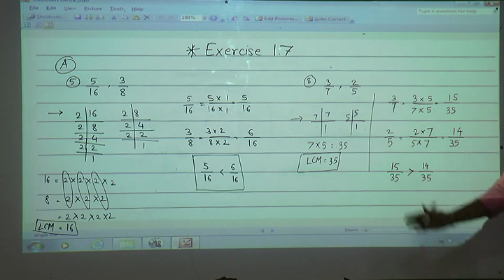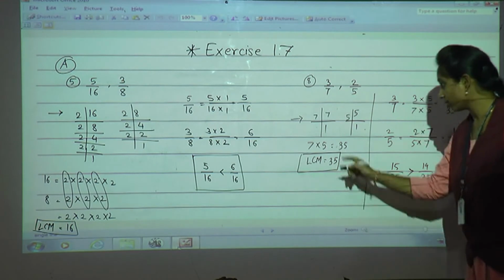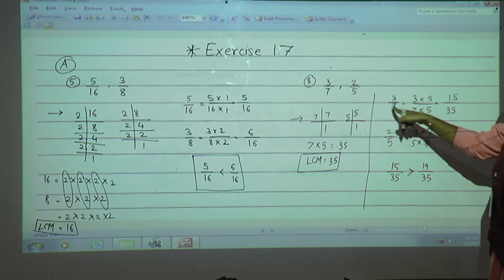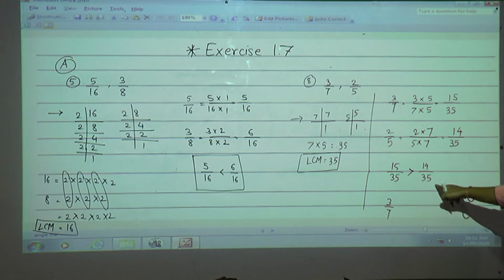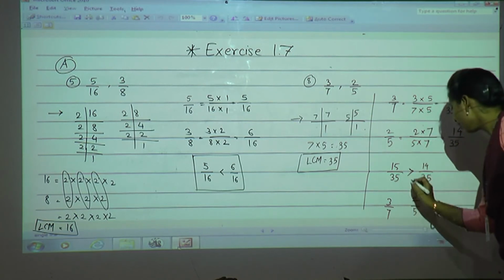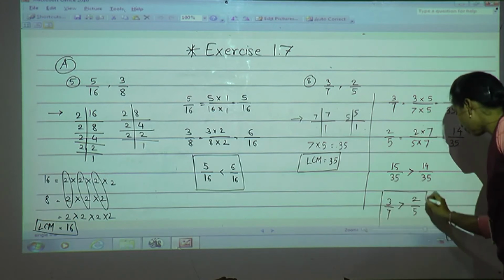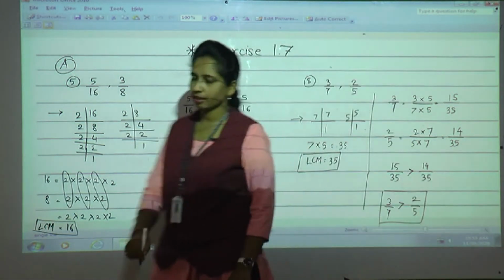But here I forgot in the 5th example also. Let me clear here. Then I will solve the 5th one also once again. Now 15 upon 35 means which number? 3 upon 7. Now 14 upon 35 means which fraction? 2 upon 5. Which is greater? 15 upon. So we have to write the actual number and we have to give the symbol. Here also I forgot. See?